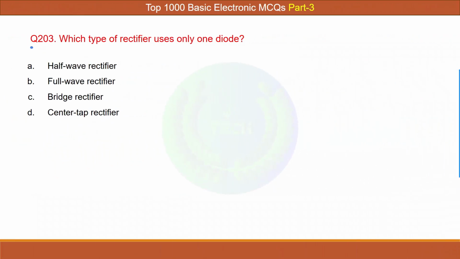Question number 203. Which type of rectifier uses only one diode? Option A, half-wave rectifier. Option B, full-wave rectifier. Option C, bridge rectifier. Option D, center tap rectifier. The answer is option A, half-wave rectifier.